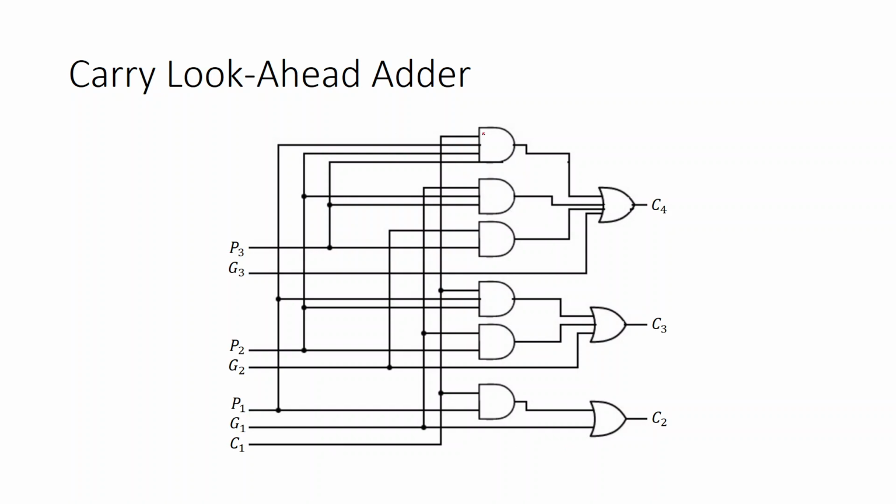In this circuit, you will notice that I can pass my C1. I need the PIs and GIs, and I have utilized C1, not C0. I have utilized C1 here, and I am able to get C2, C3, C4 out of this particular block, if I talk about this as a block.